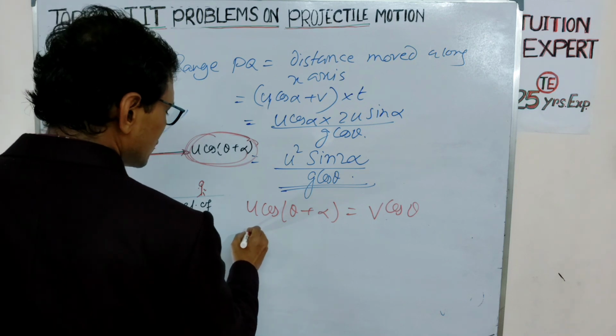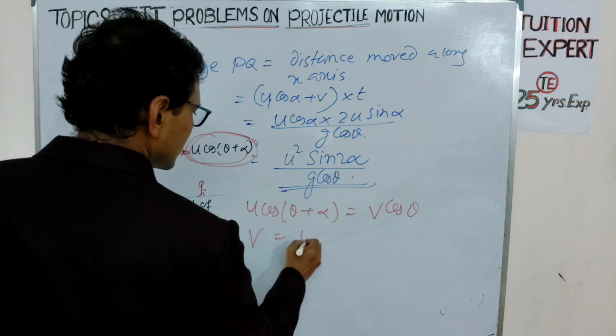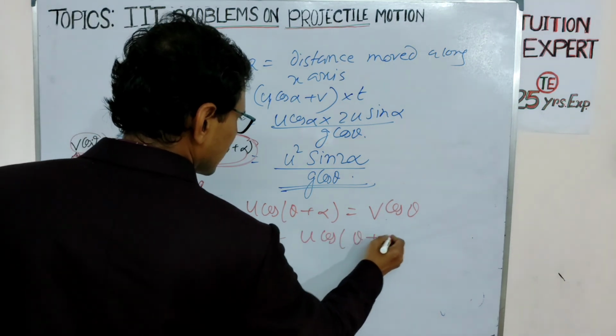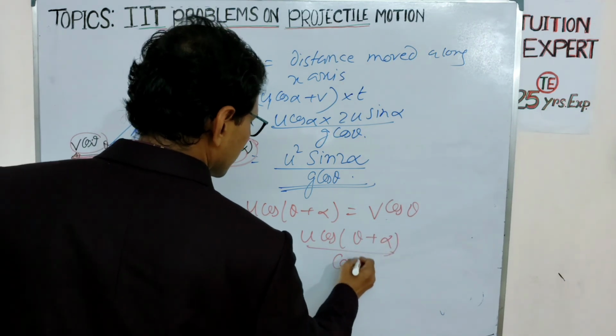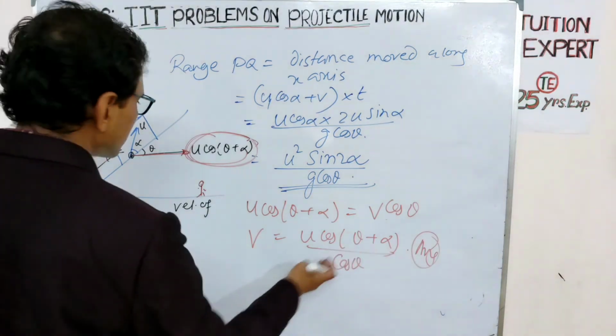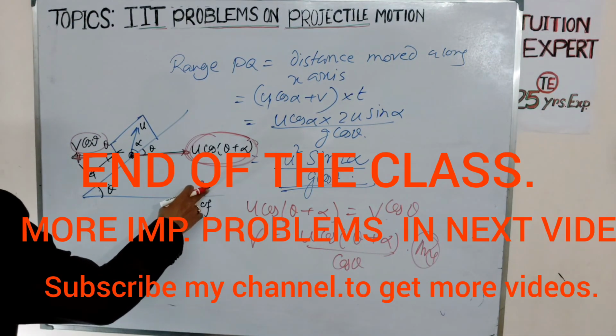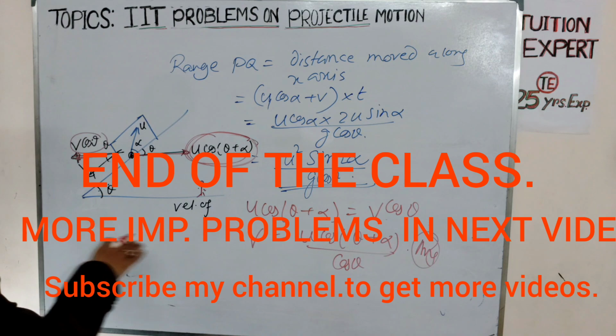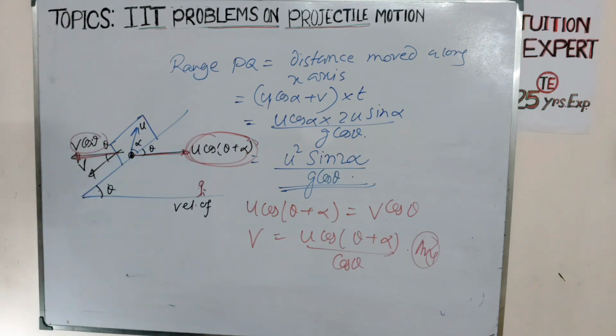So v equals this. This is the answer. So the velocity of the box should be equal to this, such that an observer on the ground sees that there is no horizontal displacement of the particle.